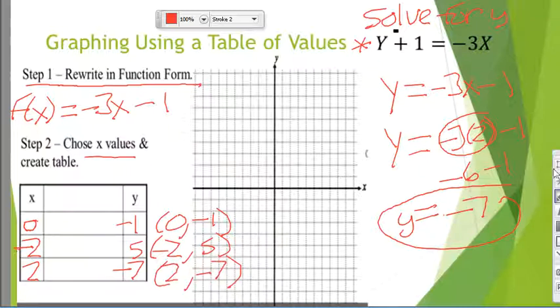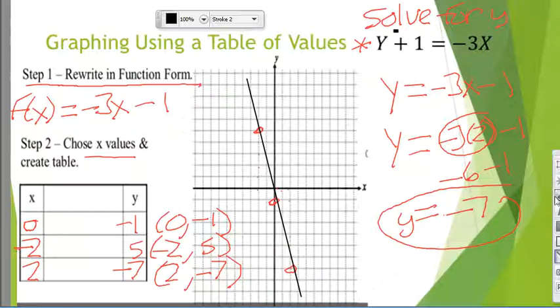Okay, so remember, you get to pick the values for x, and then your y is going to be dependent on whatever you pick. So 0, negative 1, that is to the right or left 0 and down 1. Negative 2, 5 is to the left 2 and up 5. 1, 2, 3, 4, 5. And then we have 2, negative 7. So from the origin to the right 2, down 7. 1, 2, 3, 4, 5, 6, 7. Okay, and you can see that all of these line up in a nice, pretty line here.